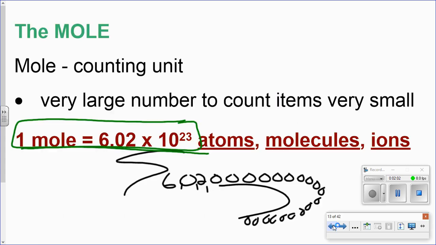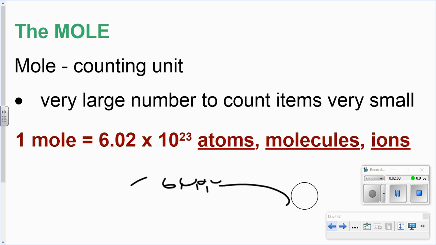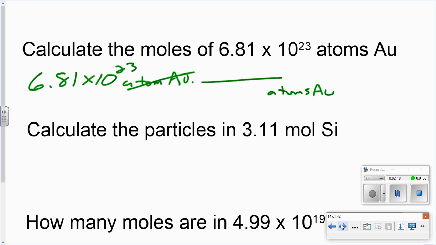Well, it turns out, let me erase some of this garbage here. If I take a look at atoms, molecules, or ions, you'll notice that 6.02 times 10 to the 23rd always goes with those. So whenever you have atoms, molecules, or ions, you write 6.02 times 10 to the 23rd with that. So let's write 6.02 times 10 to the 23rd atoms of Au is equal to 1 mole of Au. Okay, for now it's going to be 1 mole. You always write 1 next to moles.